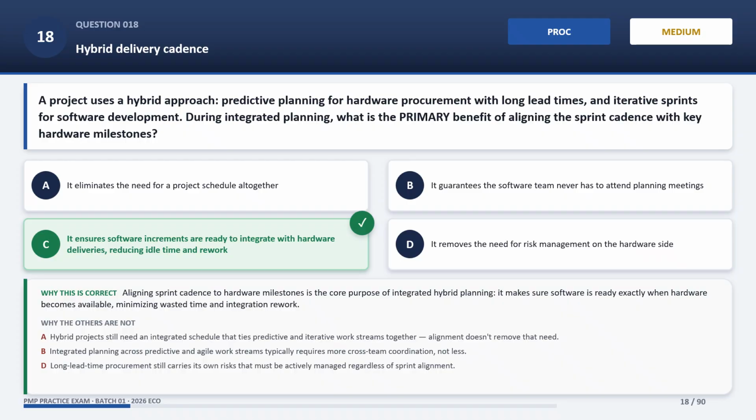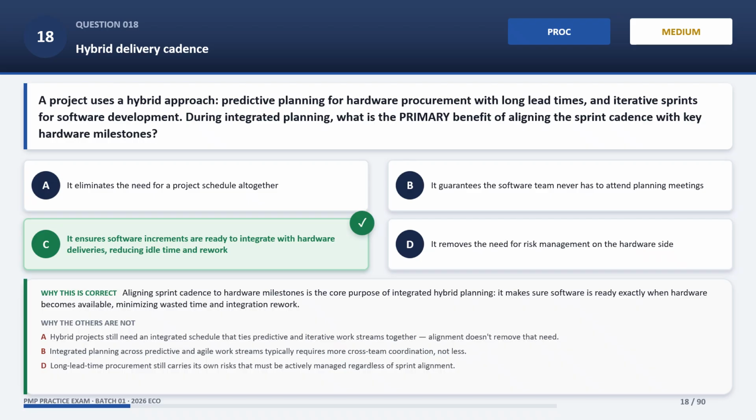The correct answer is C. It ensures software increments are ready to integrate with hardware deliveries, reducing idle time and rework. Aligning sprint cadence to hardware milestones is the core purpose of integrated hybrid planning. It makes sure software is ready exactly when hardware becomes available, minimizing wasted time and integration rework.